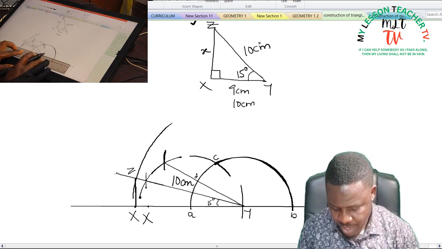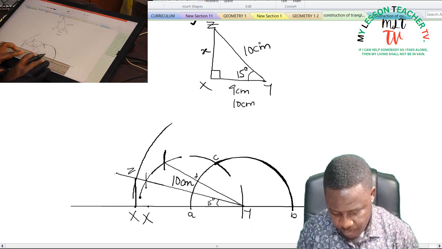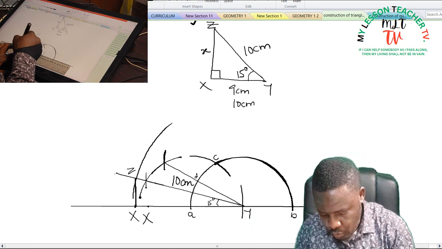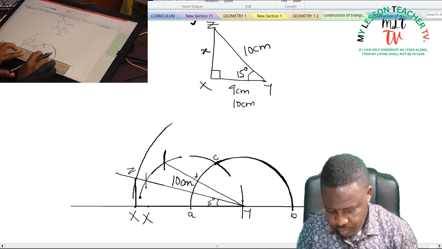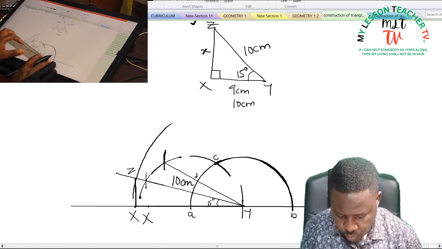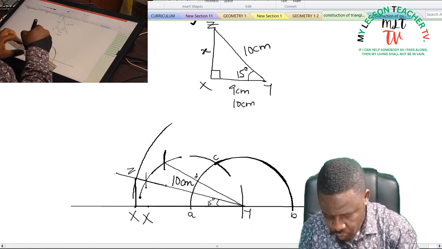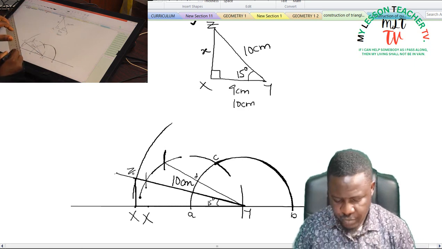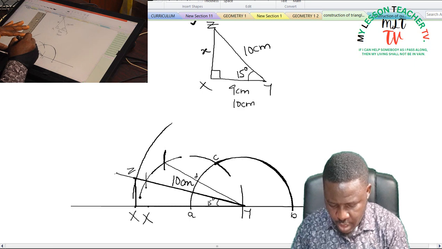Now let me make the triangle thicker so that you can actually see what we constructed. You should be careful not to have a double line. So this is our triangle X, Y, Z.